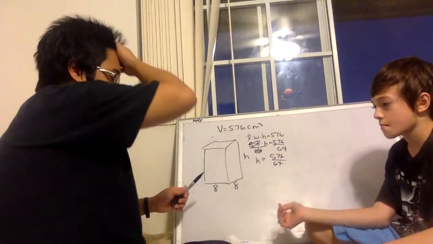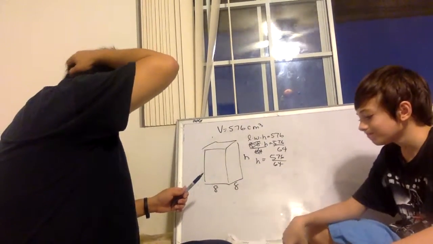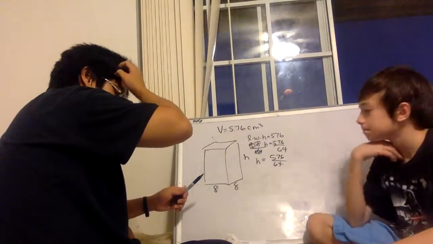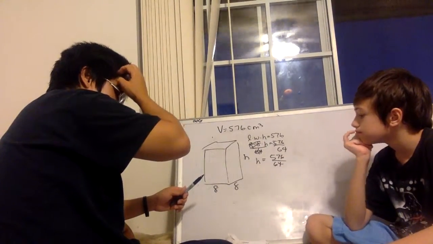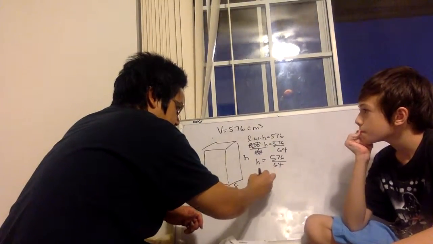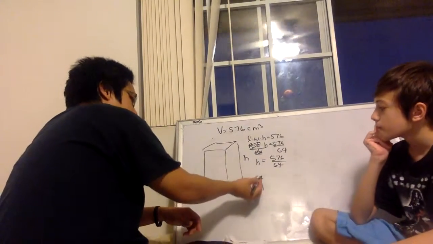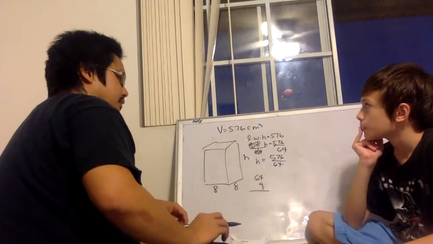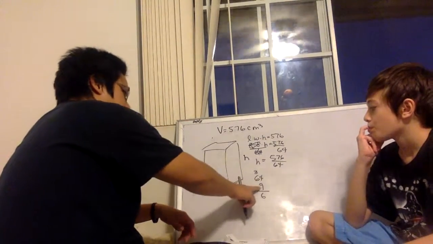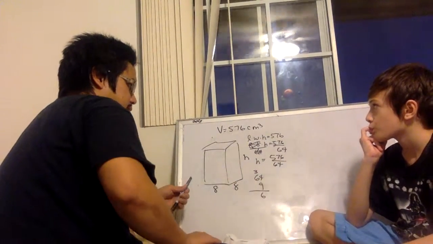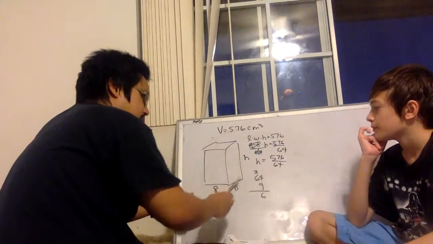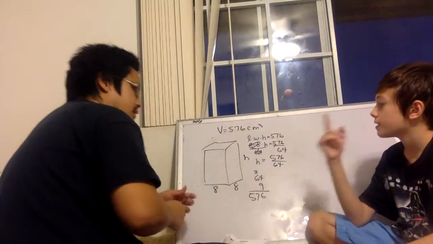Let's see. 4, 16, 20, 24, 32. Maybe 9. Let's try 9. 9 times 4 is what? 36, yeah. 9 times 6 is 54, plus 3, 57.